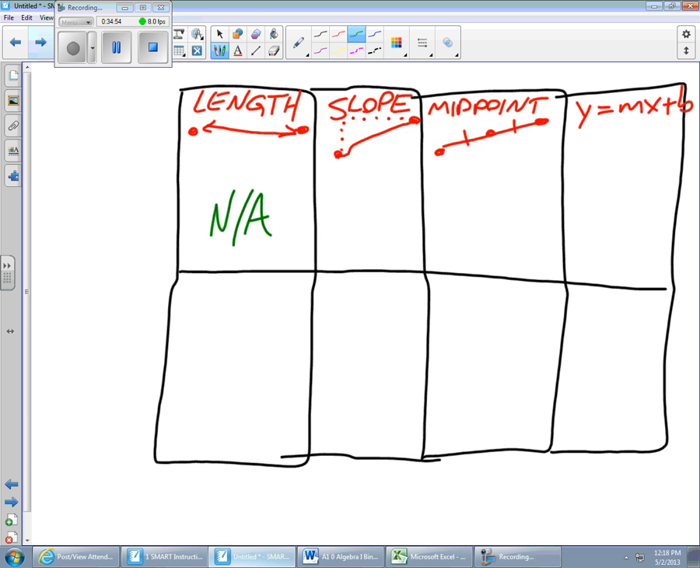Now, inside of the hands-on for slope, okay, very easy. If you got a graph, you can count it. Rise over run. How much does the y change compared to how much does the x change? Very easy.